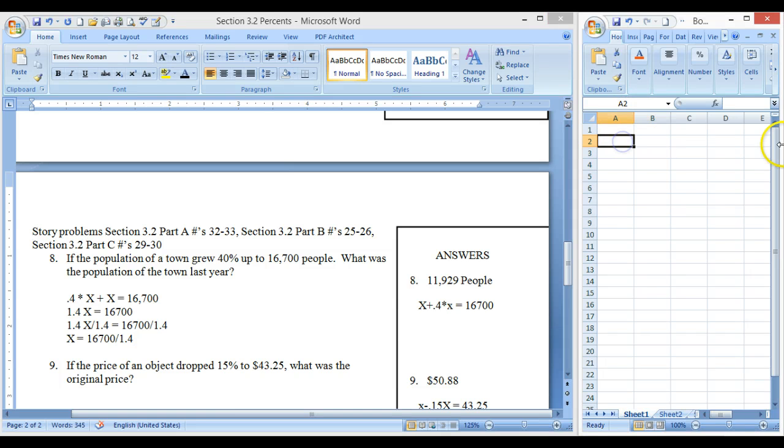Since I have Excel right here, let's just go ahead, make it calculate like a calculator by putting in an equal sign, 16,700 divided by 1.4. There we go. So my final amount, or my original amount, so x equals, from the previous year, 11,920. Let's go ahead and round this up because we're dealing with people. So 929 people.